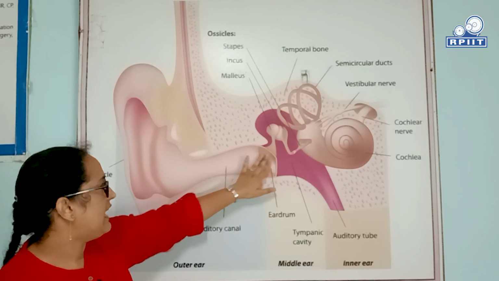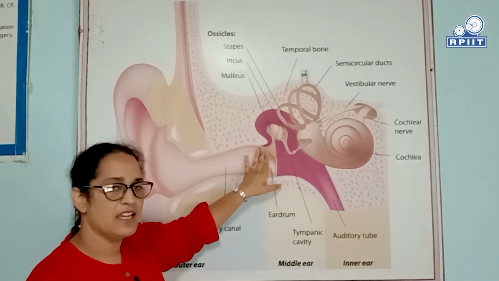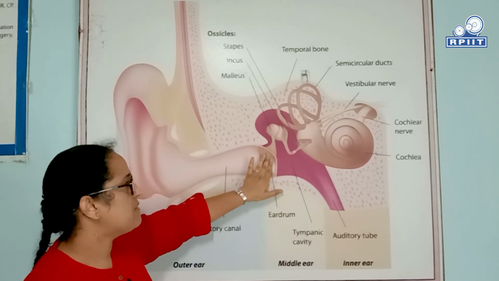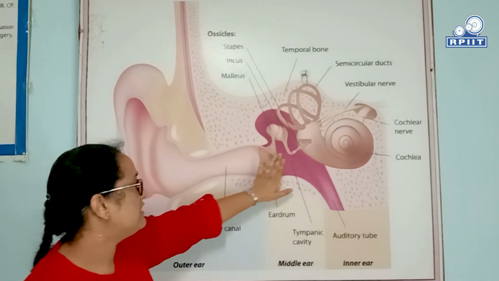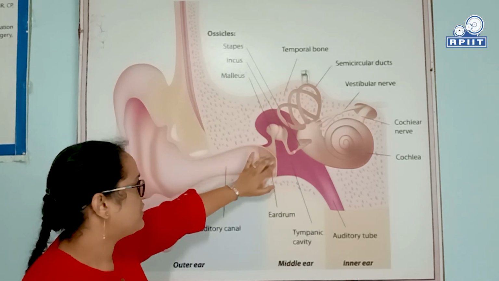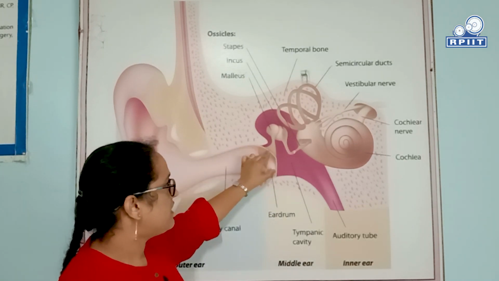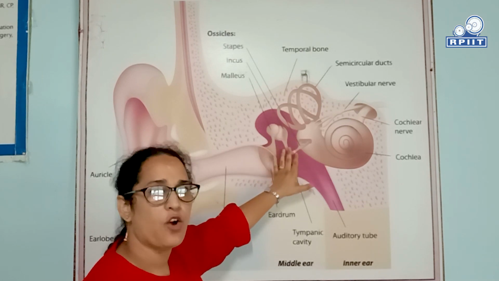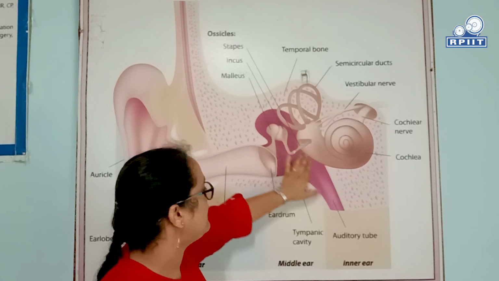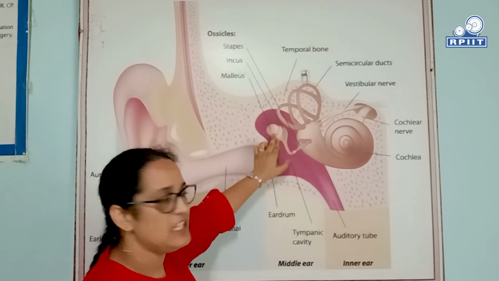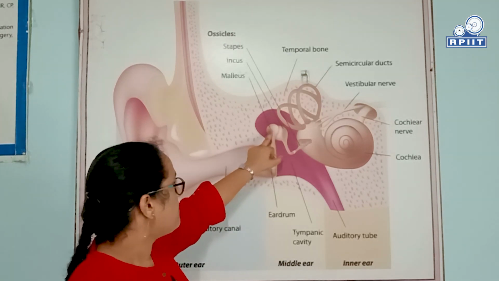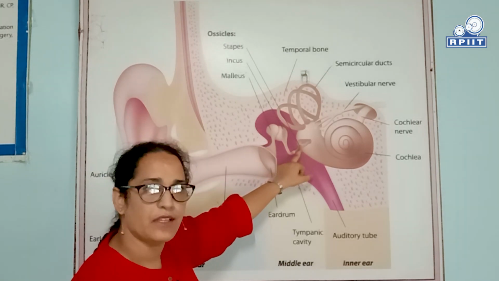At the end of the outer ear there is the eardrum, which is called the tympanic membrane, and this tympanic membrane differentiates the middle ear from the outer ear. The eardrum continues with the ear ossicles. This pink color you can see here is the middle ear, and the middle ear contains the ear ossicles. These are three bones: malleus, incus and stapes.